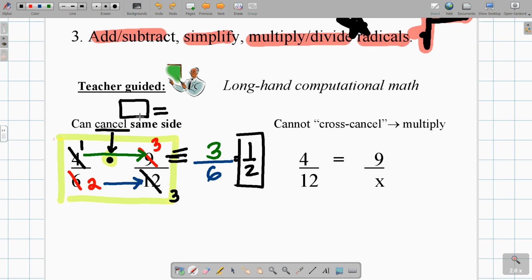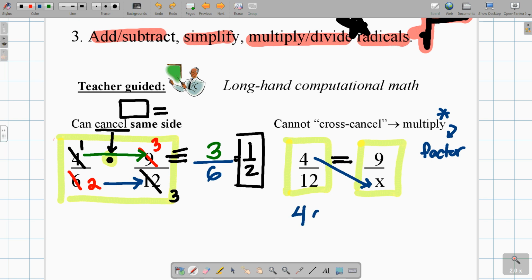But when you're on opposite sides of the equal sign, like we are here, you cannot cancel across that equal sign. Instead, we cross multiply, and I'm going to show you a little shortcut. The key to multiplying is actually not to multiply. It's to factor. I'll show you what I mean. So we're going to multiply this way, and that's 4 and x. Bring down our equal sign, cross multiply with me, 12 times 9.